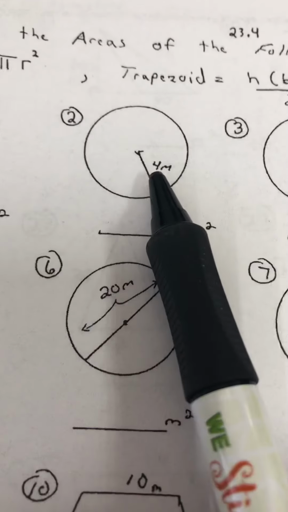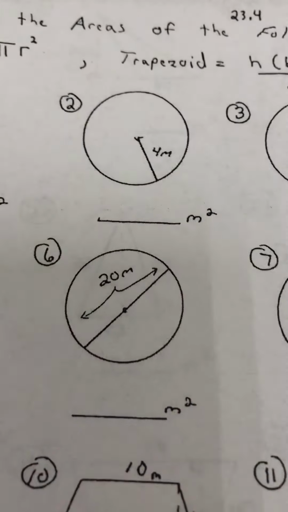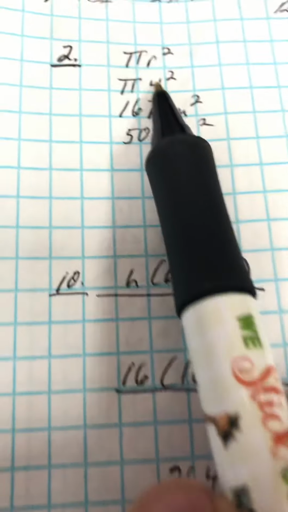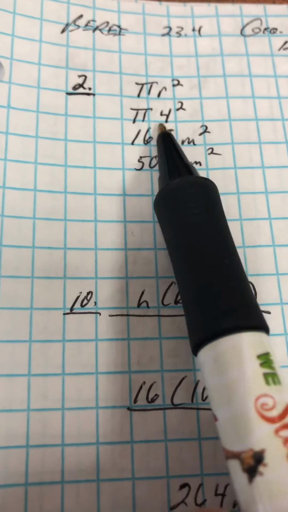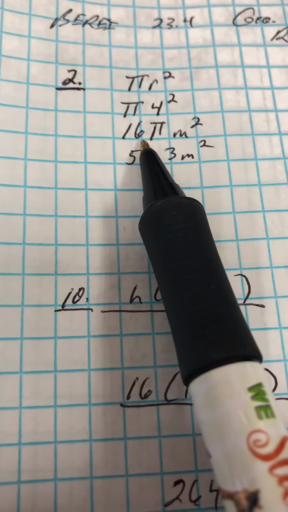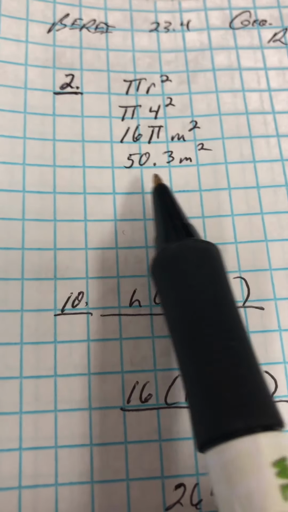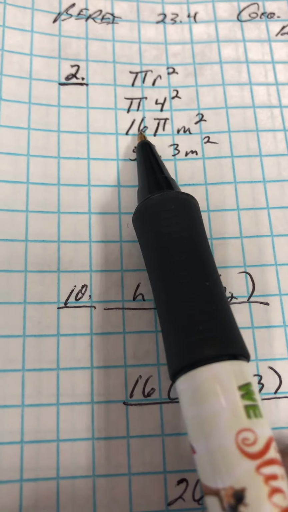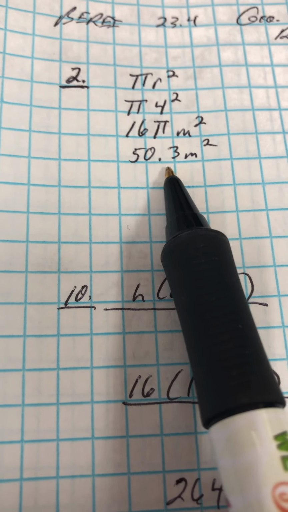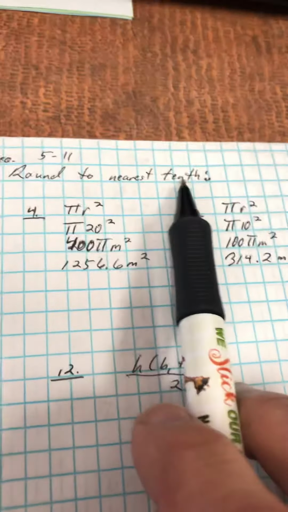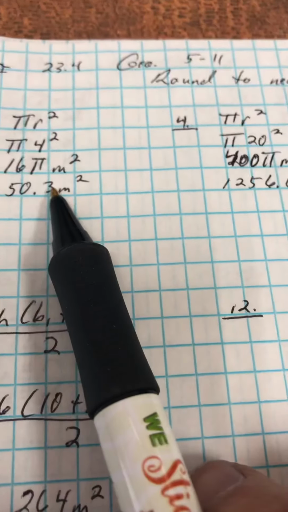Taking a look at this one with a radius of 4 meters, you just take pi r squared, put in the 4. In terms of pi, it would just be 16 pi meters squared. 16 times pi is 50.3. He said to round to the nearest tenth, so that's why I stopped at 3.